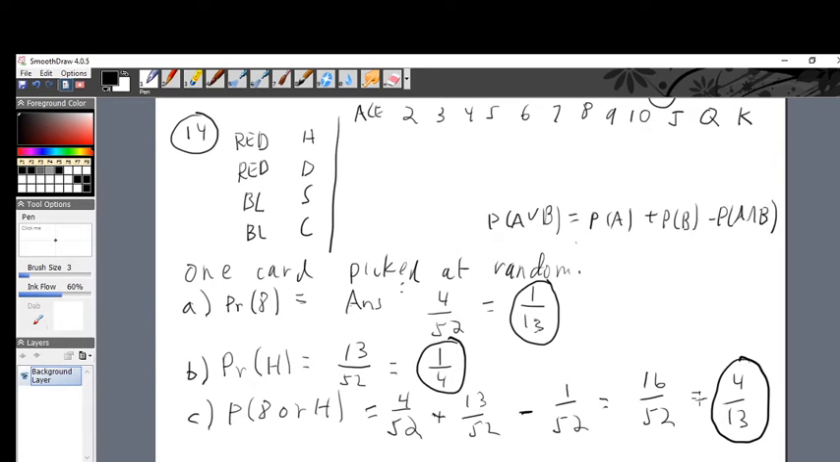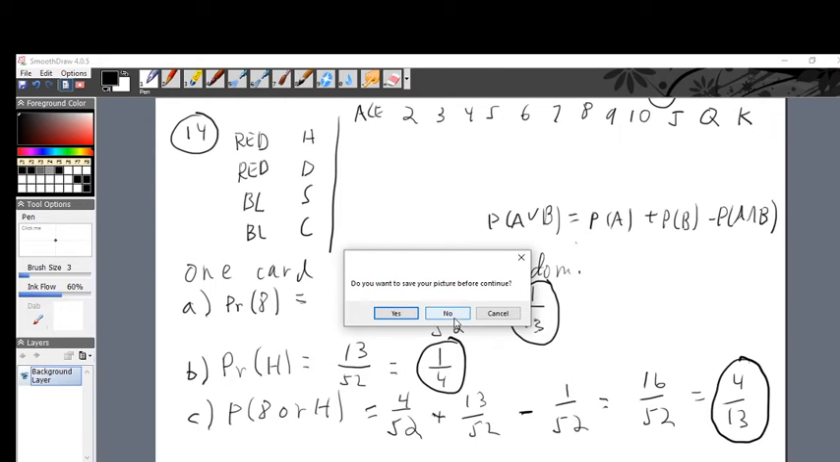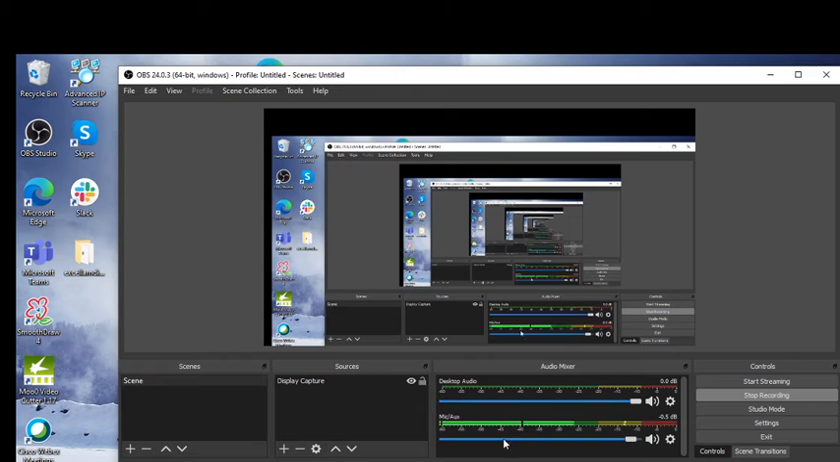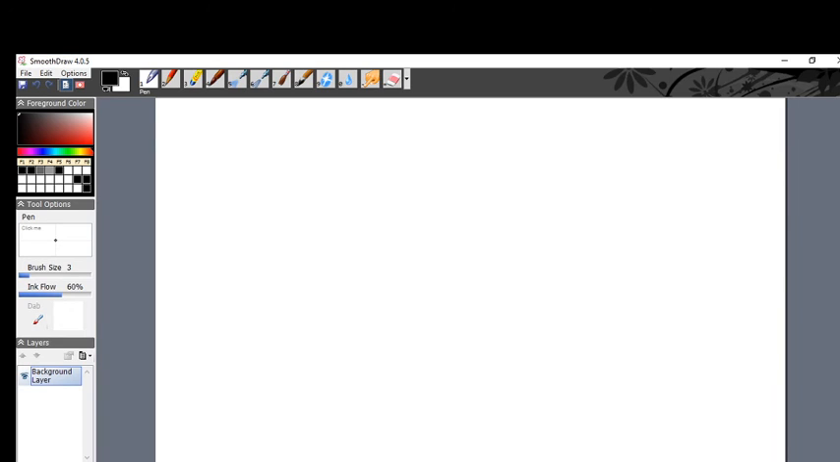Okay, that's problem number 14. We are out of space. Let's go to a new page for problem number 15. Here we go. Problem number 15 looks like this. It's not terribly long. It's not terribly short either.